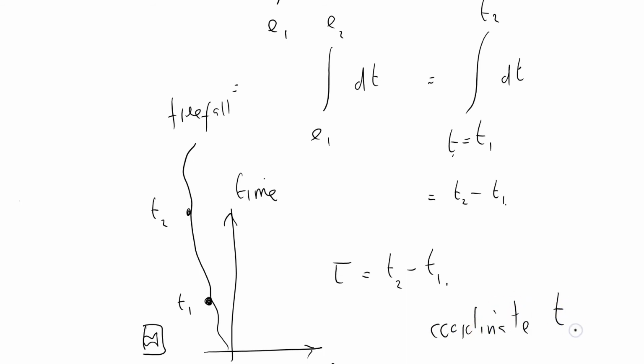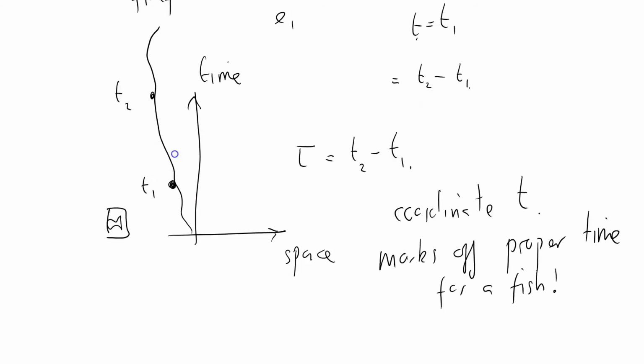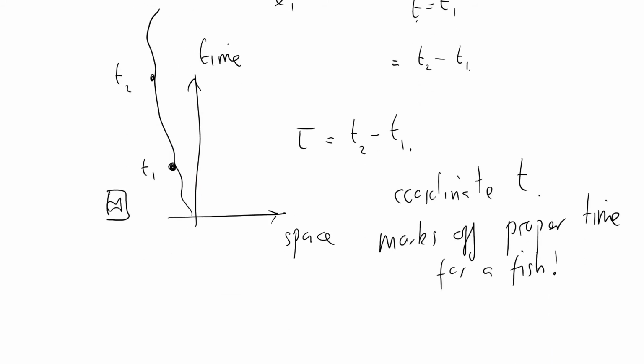So what that tells me is that the coordinate time t, in this very peculiar and special coordinate frame that we've chosen, marks off proper time for a fish. The beauty of this system is that coordinate time t is common to everyone. Everyone uses t. Every fish.